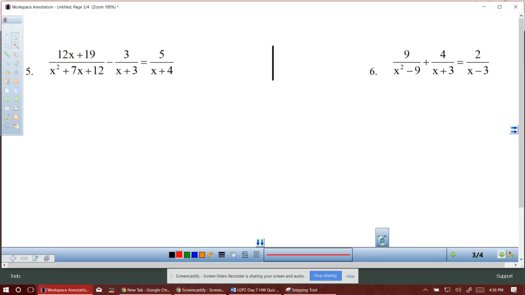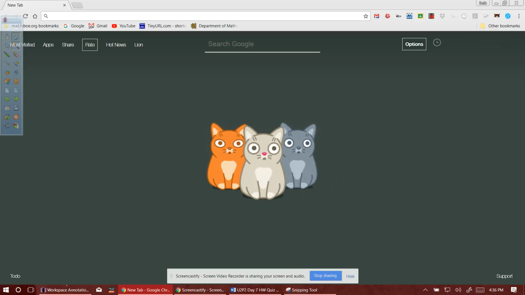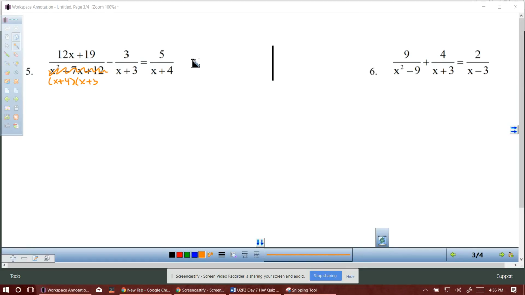Here, I've got 5 and 6. So just like I did a few minutes ago, I think I would start with factoring. That would be x minus 4, x plus 4, x plus 3, which makes my LCD easier to think about. So in this problem, I know my restrictions are x cannot equal negative 4 and negative 3, and my least common denominator will be x plus 3, x plus 4.